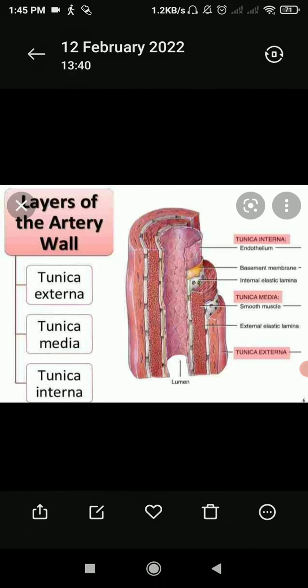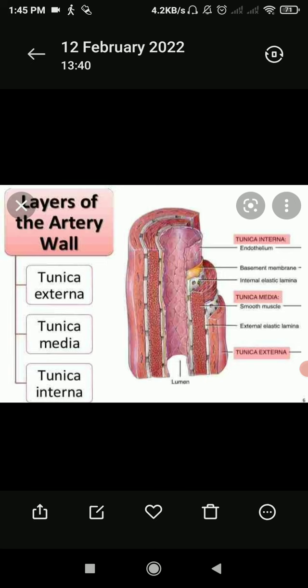What is a vein? A vein is a blood vessel which carries the blood towards the heart. So examples of the vein: superior vena cava, inferior vena cava, cephalic vein, basilic vein, long saphenous, short saphenous, median cubital vein. What is a lymphatic?